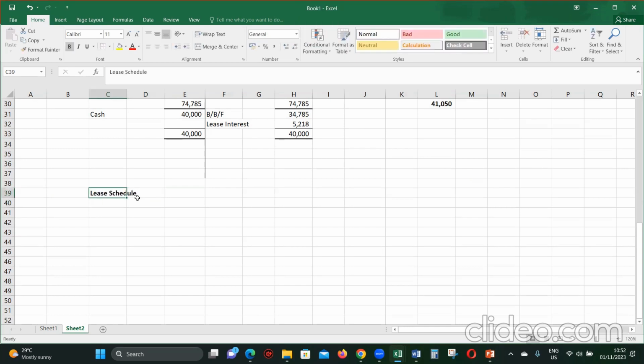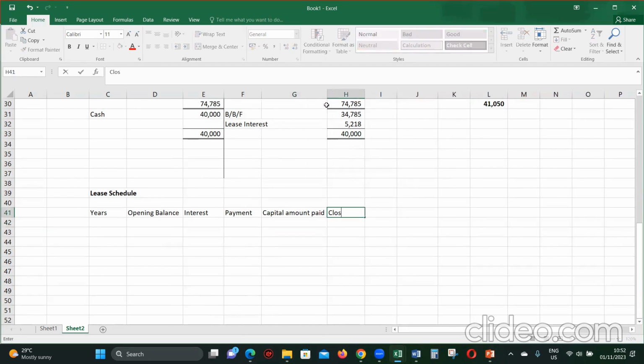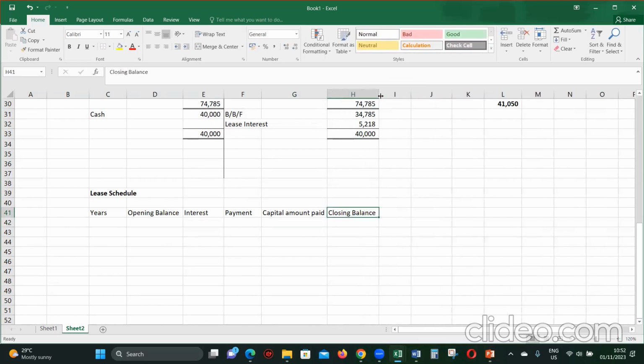Lessee side. I will take years as a column, and then I will take opening balance, and interest, and payment. I will take the capital amount paid. I will take the closing balance. And then again, I can take what?